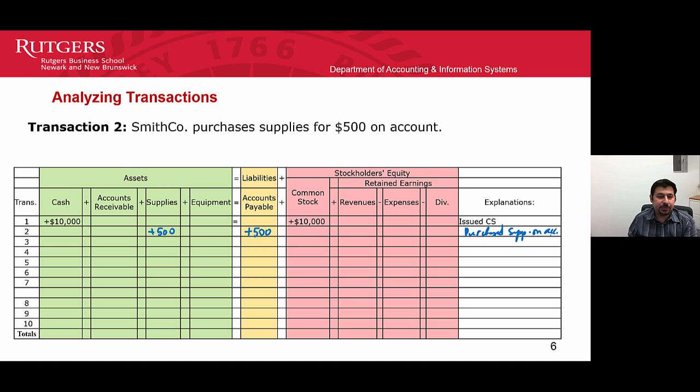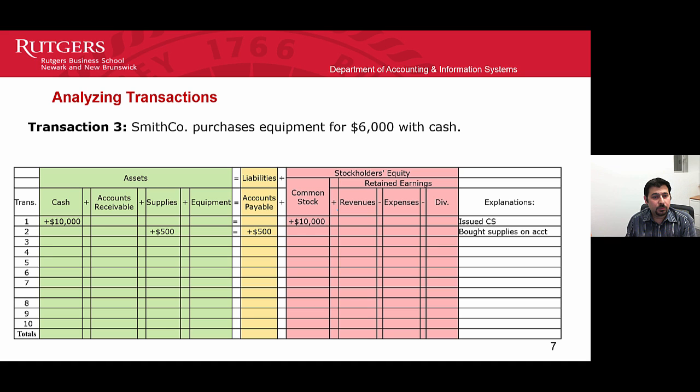And here what happened is that we have more assets, but at the same time our liabilities have also increased. As you remember, the two sides of the equation must be equal at all times. And if you look now, those two sides of the equation are equal. The asset side is equal to the liabilities plus stockholders' equity.